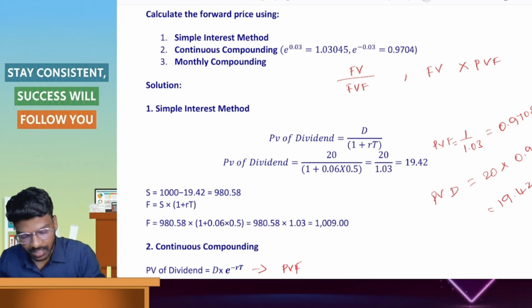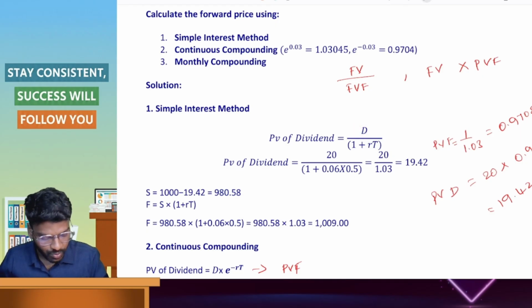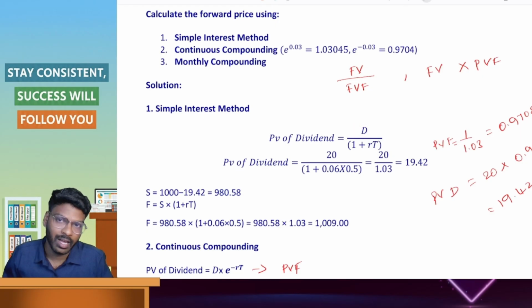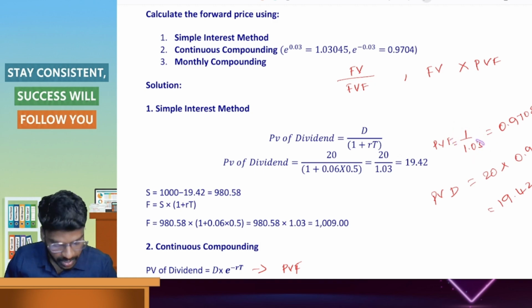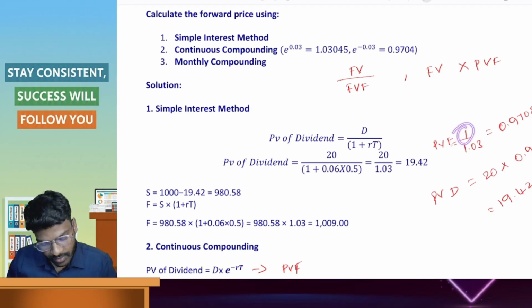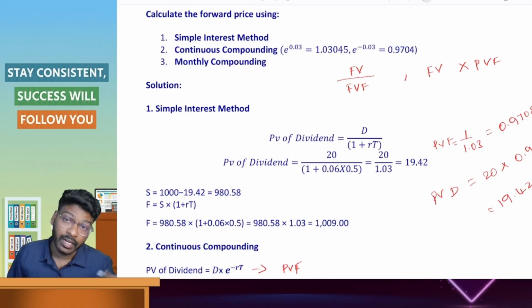D is given in the question. Instead of D, we will write 1 in this present value factor formula for 1 rupee. What is the present value of 1 rupee in case of future? This is the future value factor. This is the future value. Future value divided by future value factor will give you present value. Okay. So to compute the present value of dividend, we will multiply that present value factor with the future value.